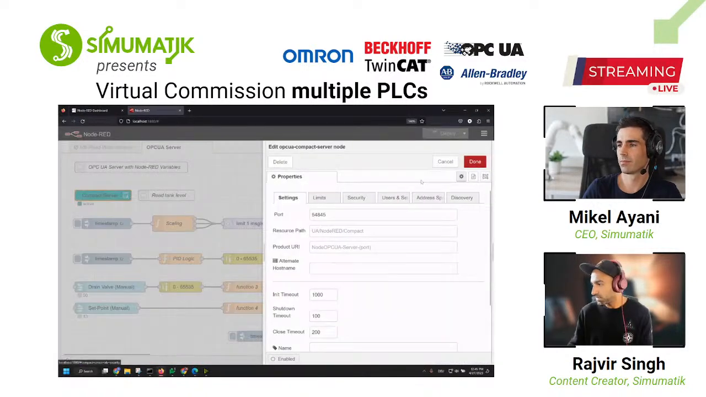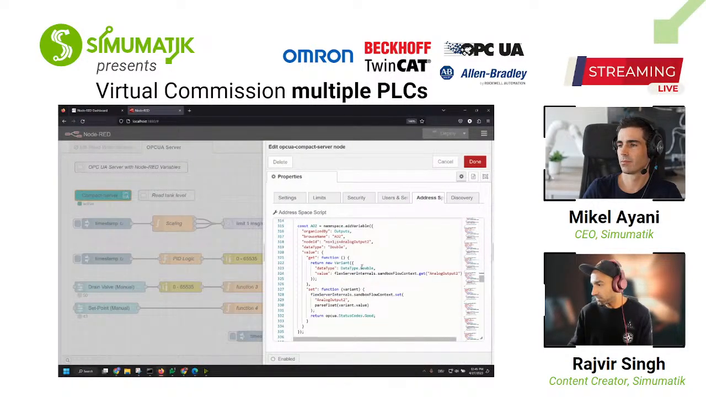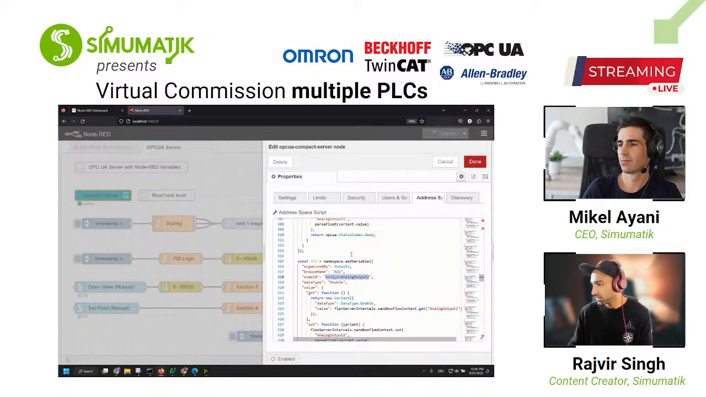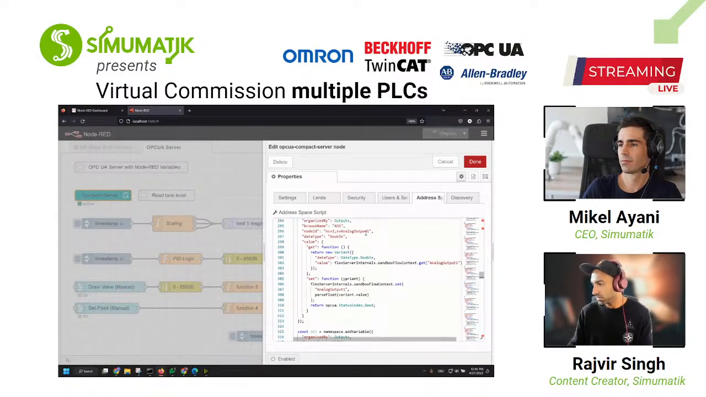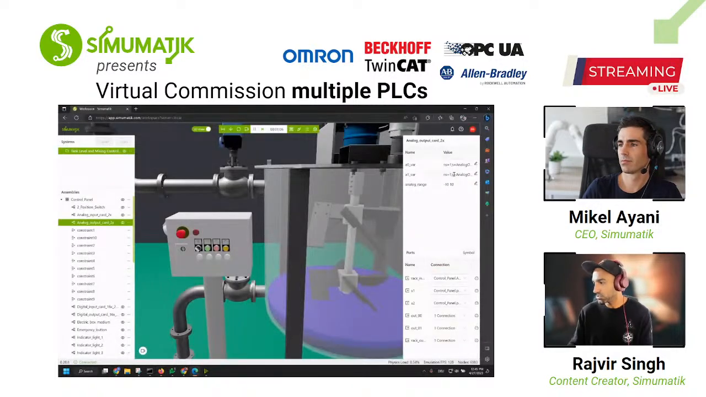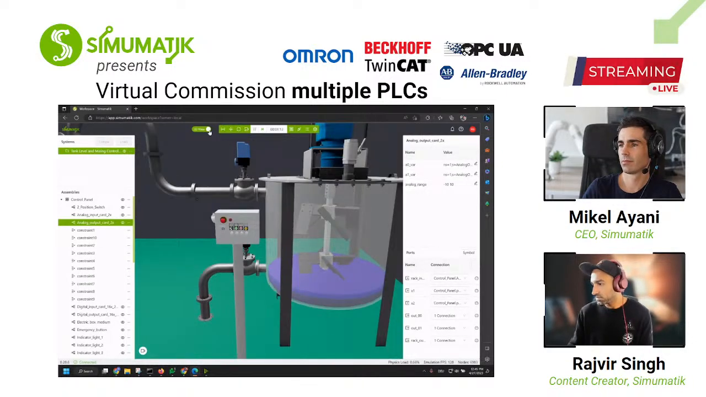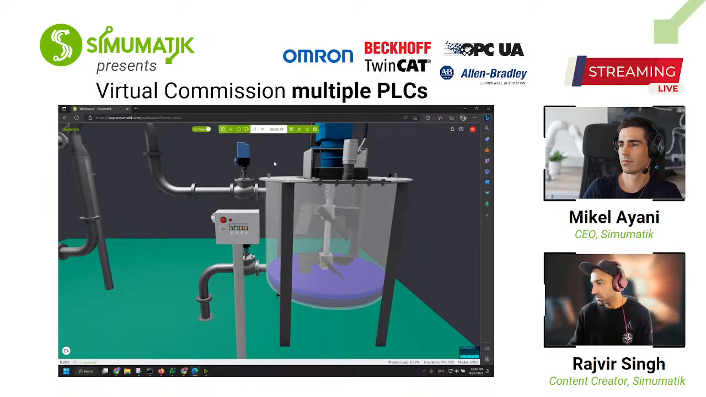So if I go inside the OPC server in the address space, we have here analog output 2 and analog output 1. So it's very important that once we put the address in Simumatik, it should be present in the OPC server, otherwise we get an error. So once this addressing is done, it's already running.